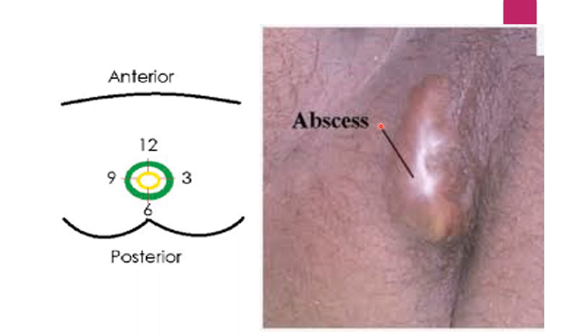This is a picture of a patient with a perianal abscess. This is the anus, this is 12 o'clock, and this is 6 o'clock. So the abscess is located around the 10 to 11 o'clock position around the anus.